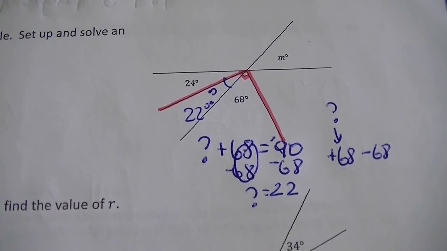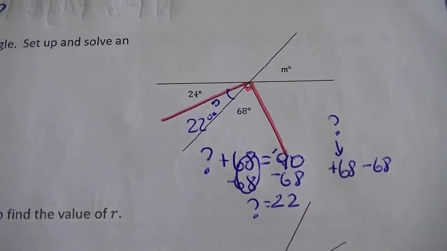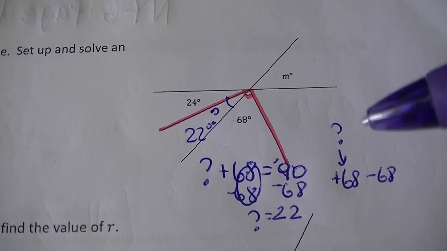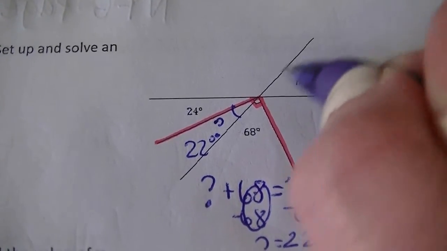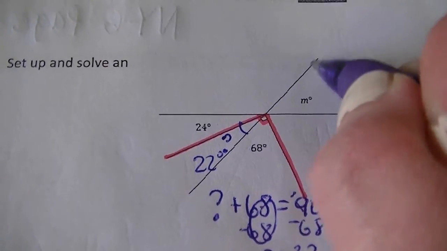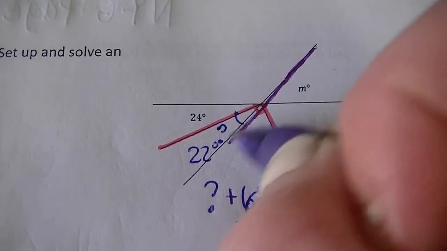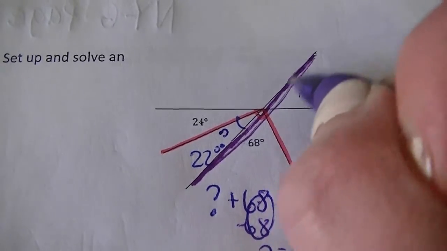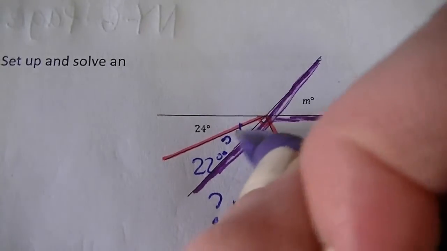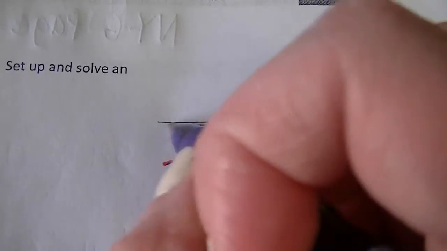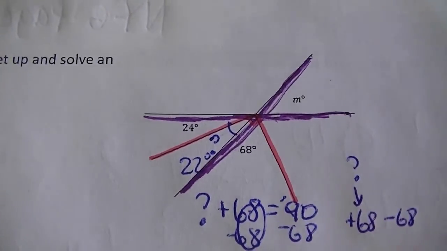Well, how is that going to help me solve this m? Well, I'm going to see what is vertical to that m, because vertical angles are always congruent. So I'm going to just trace. Remember to keep it straight. Okay, so see how that's straight? I didn't bend or anything like that. Don't bend. Don't go that way. You've got to go straight.